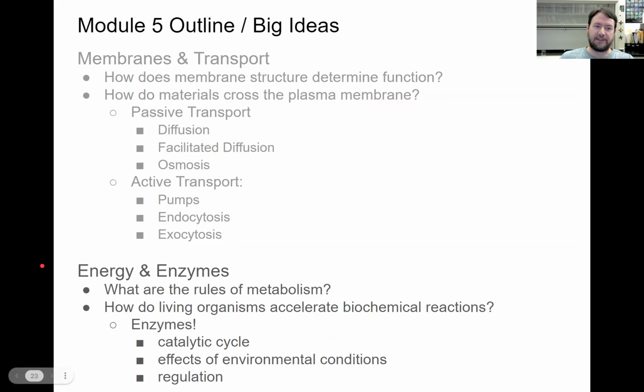The first part of this, we're going to try and answer the question, what are the rules of metabolism? And then the next part is to ask ourselves, how do living organisms accelerate biochemical reactions? The short answer there is enzymes. And we'll talk about the catalytic cycle of enzymes, the effects of environmental conditions on enzyme activity, and then regulation of enzyme activity.